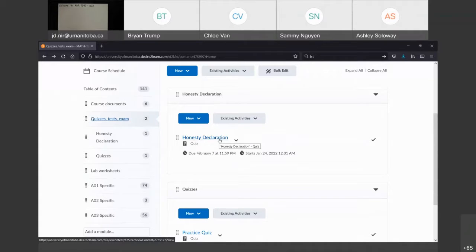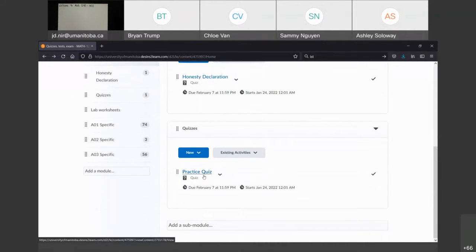Just agree to our terms for being in the course. In the syllabus, it says we won't give you credit for anything until you finish this, so make sure you finish that right away. And there's a practice quiz, just to get you used to how the quizzes work, what they will look like, what to expect for that.